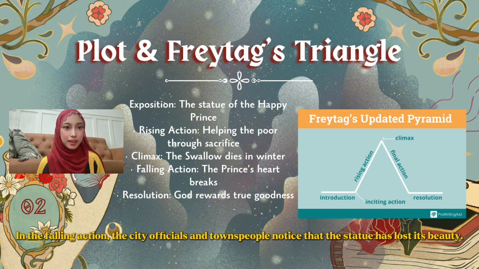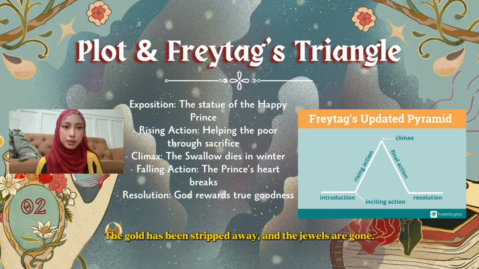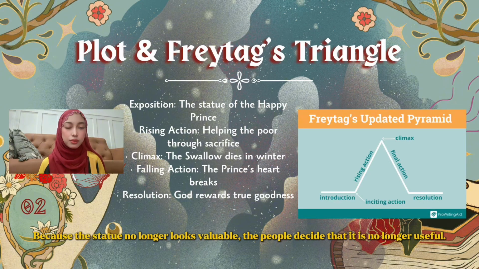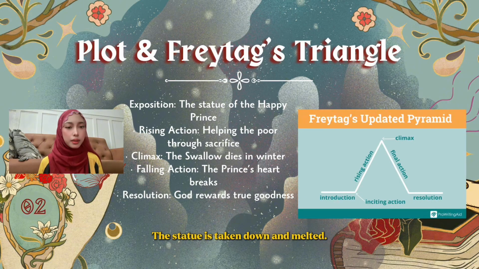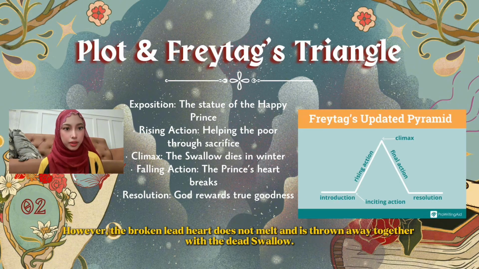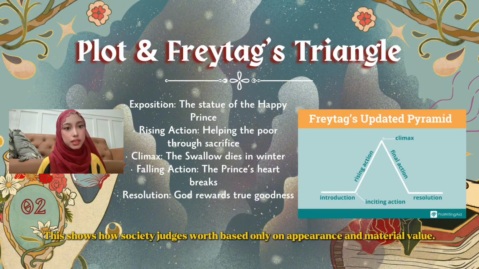In the falling action, the city officials and the townspeople notice that the statue has lost its beauty. The gold has been stripped away and the jewels are gone. Because the statue no longer looks valuable, the people decide that it is no longer useful. The statue is taken down and melted. However, the broken lead heart was not melted and is thrown away together with the dead swallow. This shows how society judges worth based only on appearance and material value.